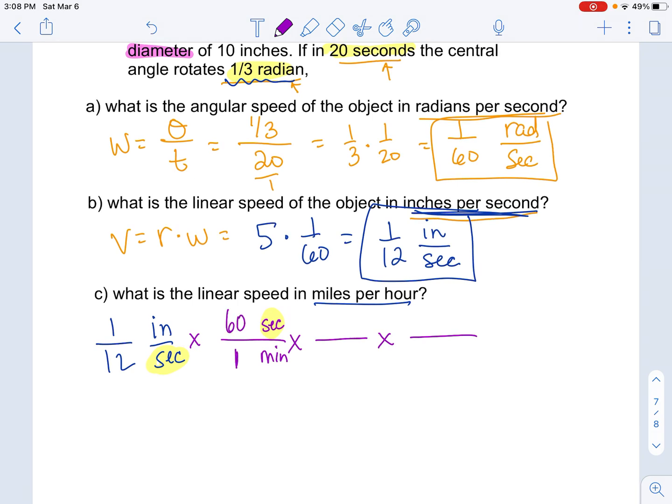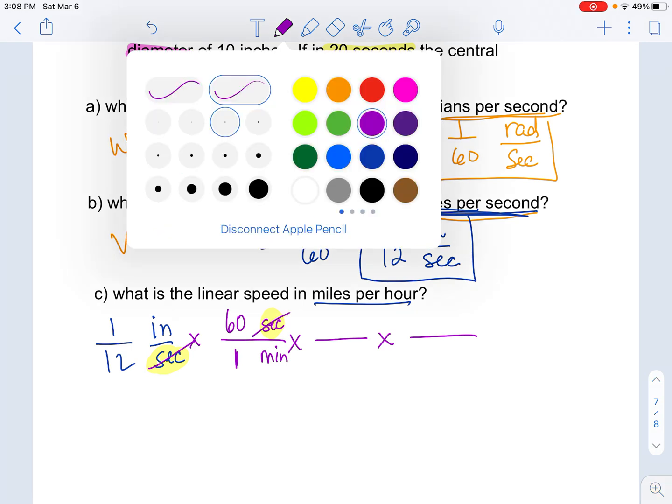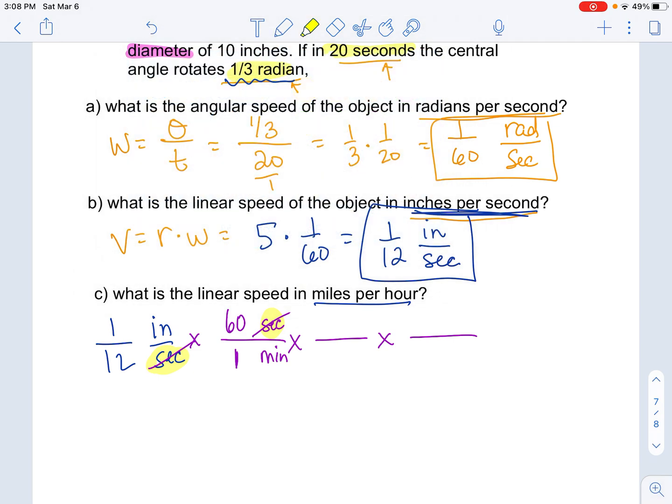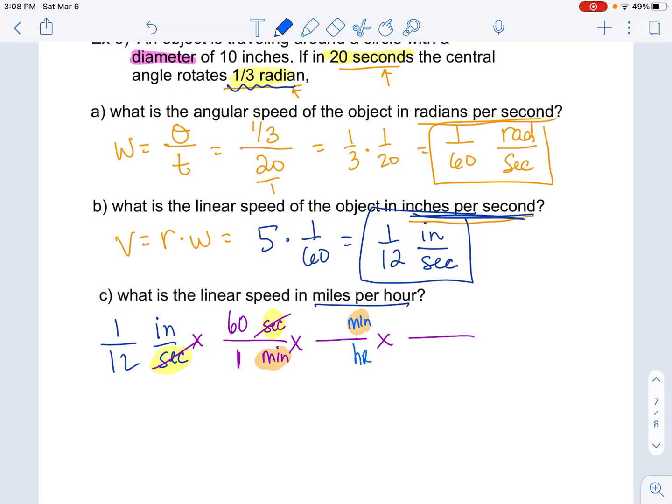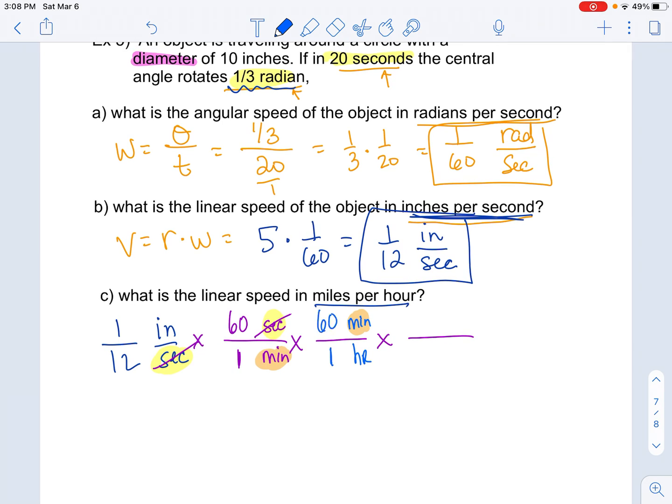All right, so I know that there are 60 seconds in 1 minute. Okay, so now my seconds have been reduced. Right now my answer is in inches per minute if I was to multiply through. All right, so now I have minutes down in the bottom, so that means I need to put minutes up in the top. And I want to eventually get to hours, and that's good because I know that 1 hour is 60 minutes. Okay, so now my time in the bottom is hours, and that's what I want.